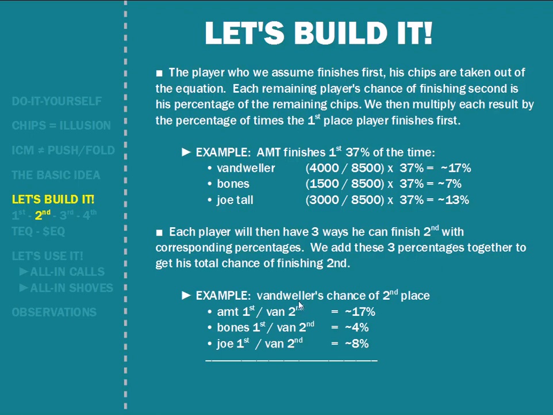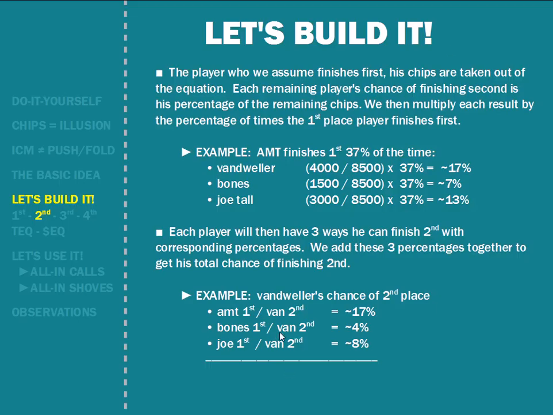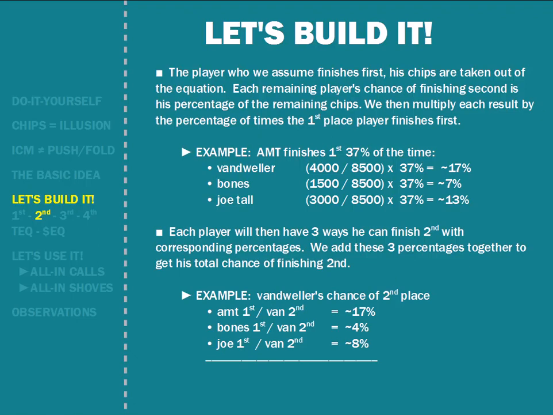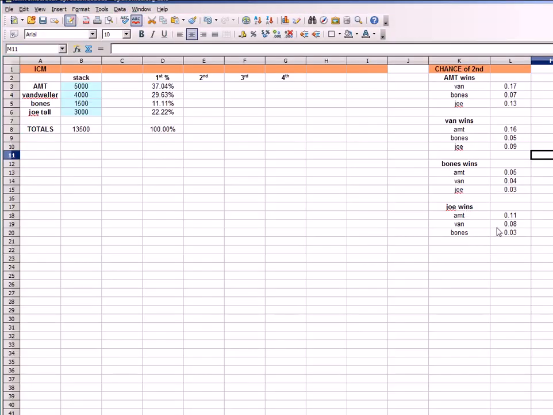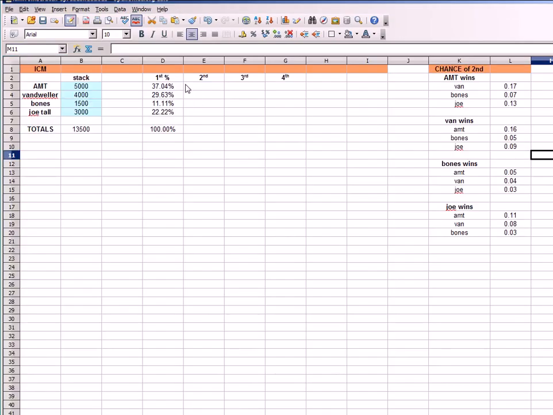And so, for example, if we're doing vandweller, we know that AMT first and van second is 17%, right? As it says here. Bones first, van second is 4%. And Joe first, van second is 8%. And so we add up all those together, and then we get Van's total chance of second place, which is 30% roughly. So that's what we're going to do for each player here to determine their chance of finishing second.